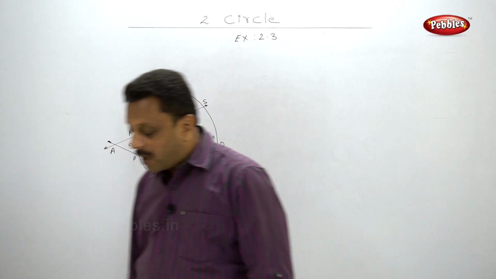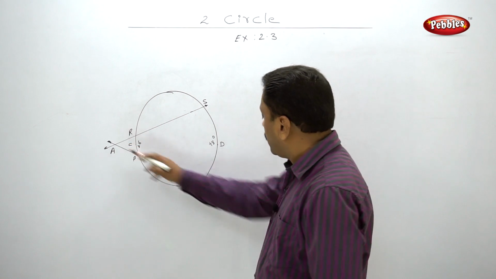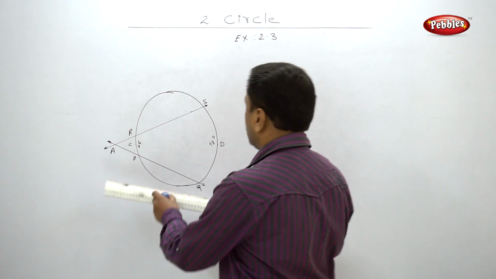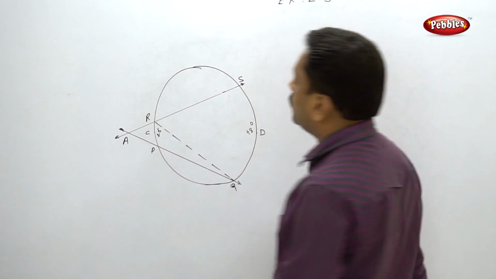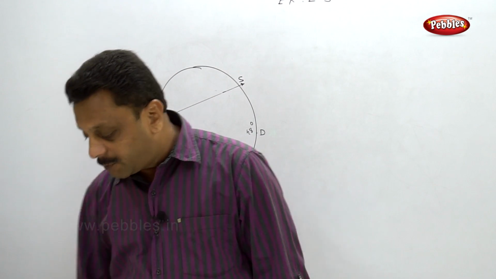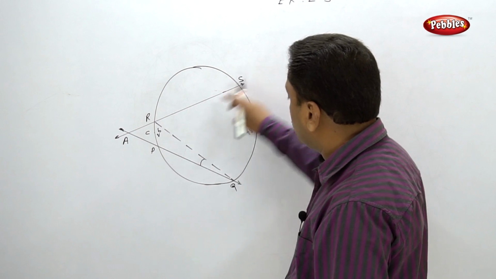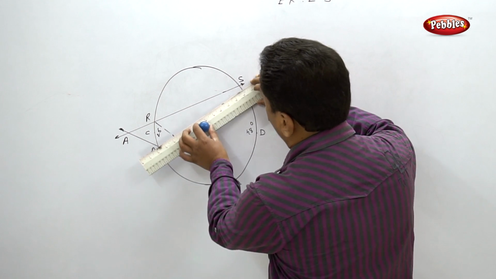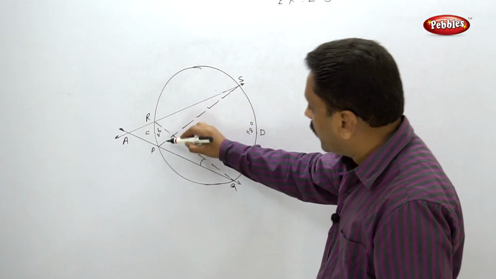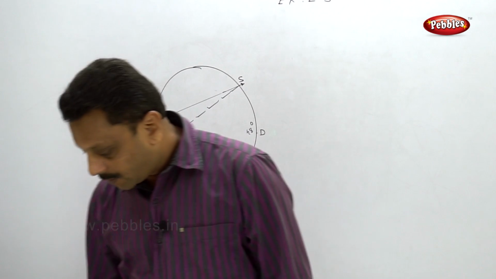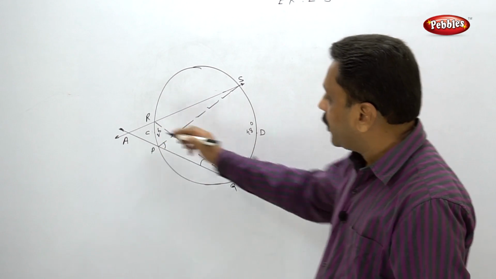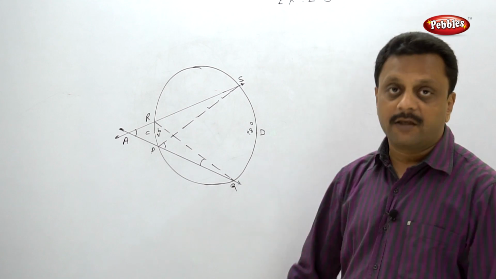Find angle AQR. Angle AQR, that means they have joined this QR. We have to find out this angle. Also find SPQ, that means they have joined SP and Q also. SPQ means we have to find out this angle, plus angle RAQ. We have to find this angle also. These three angles we have to find out.